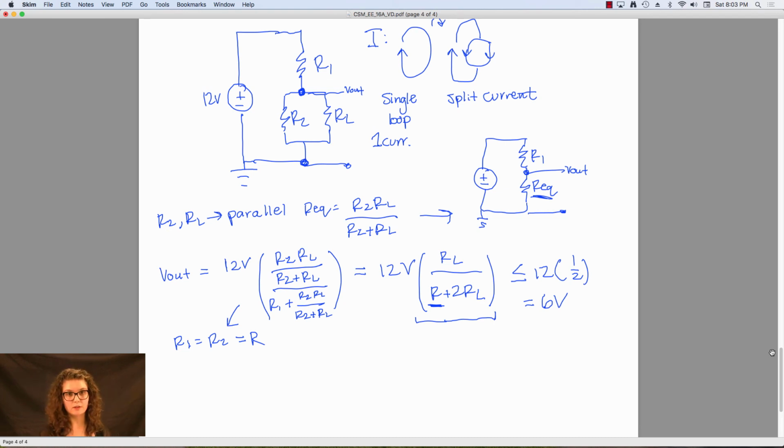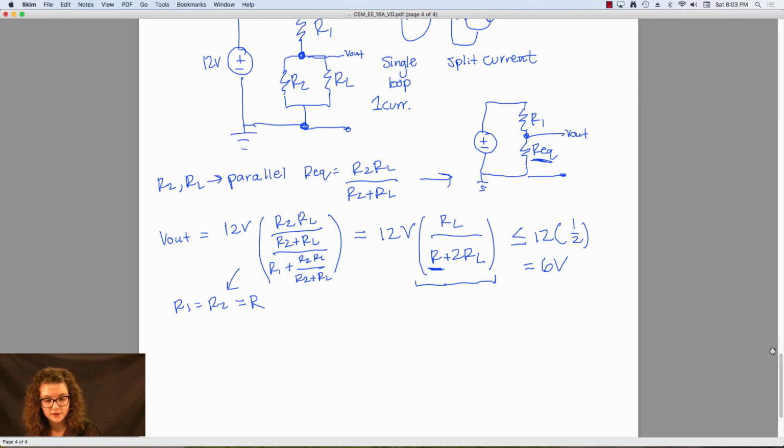In upcoming weeks, we're going to learn about using things like buffers in order to mitigate this effect. So that's the end of the voltage divider walkthrough.